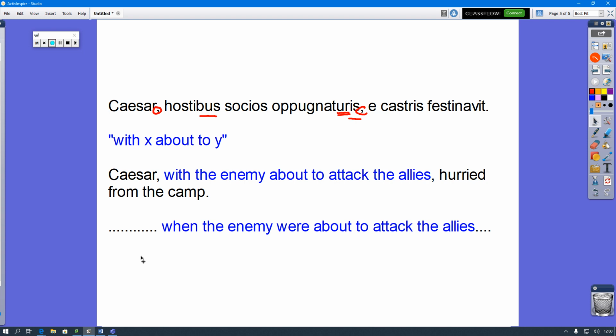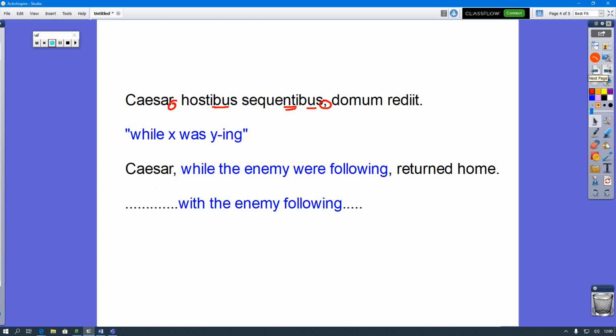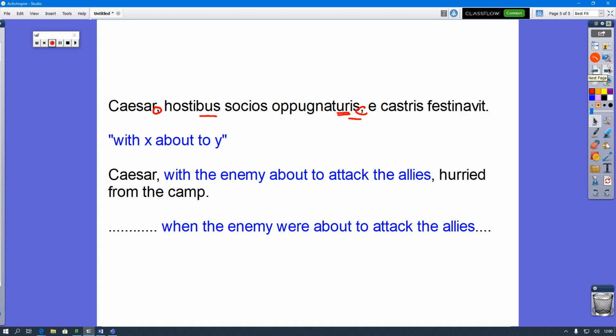You'll notice in all three of the examples that I've used, I never turned it into a main clause. I never turned the participle into a main verb. It's a very good rule in Latin translation to keep participles subordinate. Never turn them into main verbs because they're not main verbs. So to summarize, if you remember the three formulas, "after X was Y'd," "while X was Y'ing," and "with X about to Y," you should be able to translate all ablative absolutes.